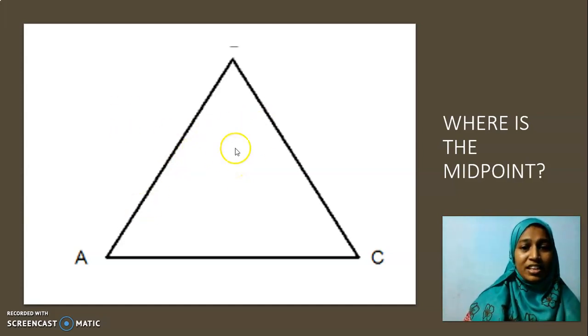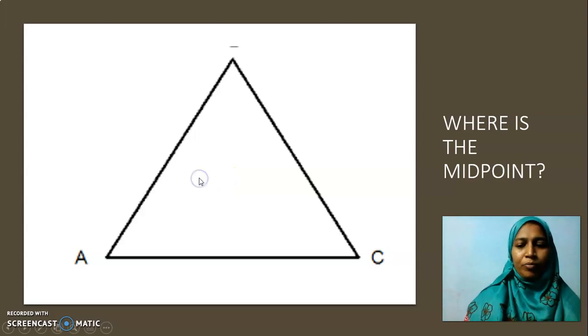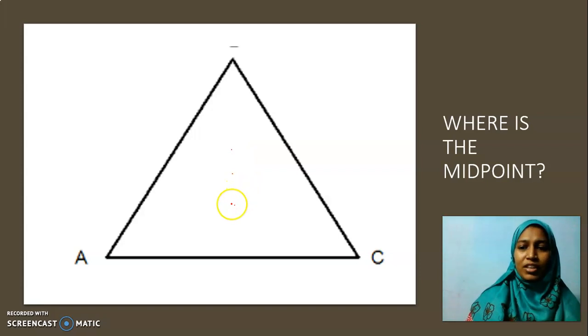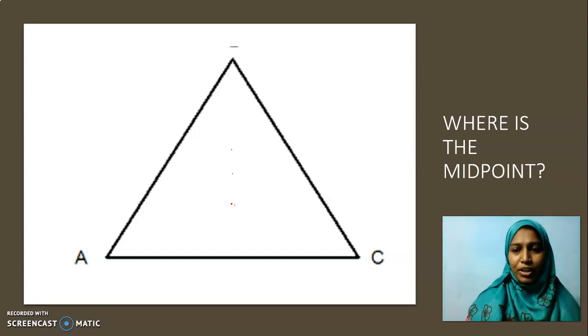Ma'am, it is in the center of the triangle. Here it is. Is it so? Or here? Or here? Is it inside this triangle? Midpoint. I'm asking midpoint. I didn't ask you the center of the triangle. Are you able to identify the difference between the word center and the word midpoint?